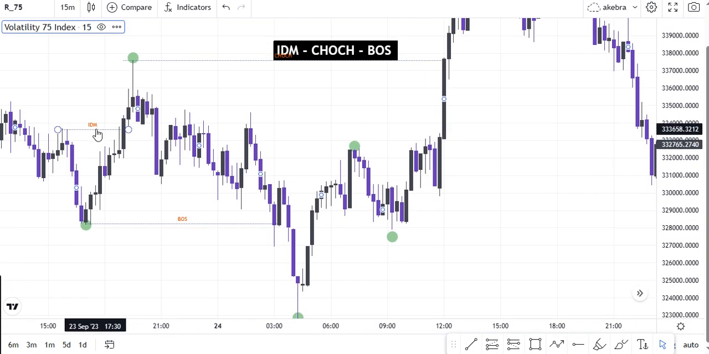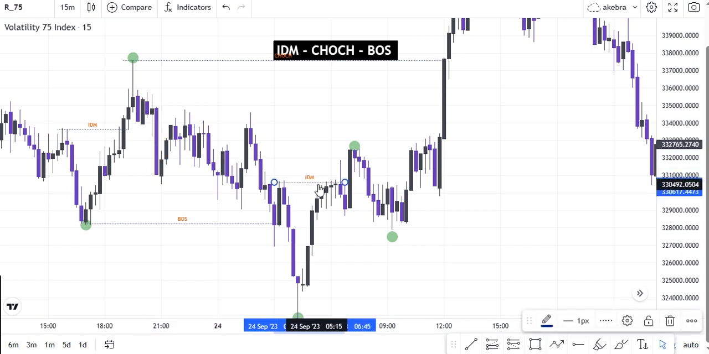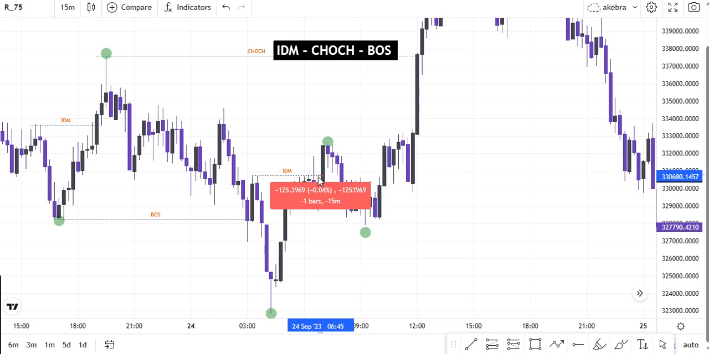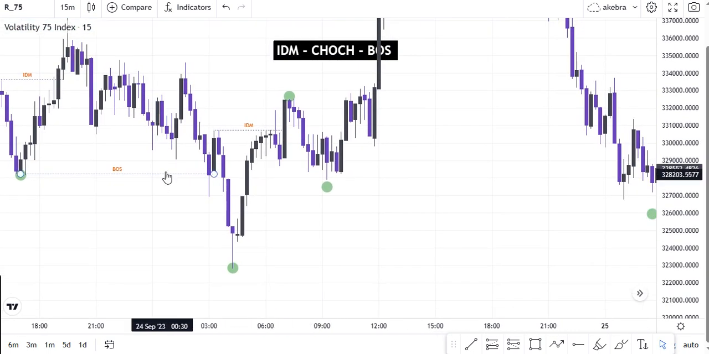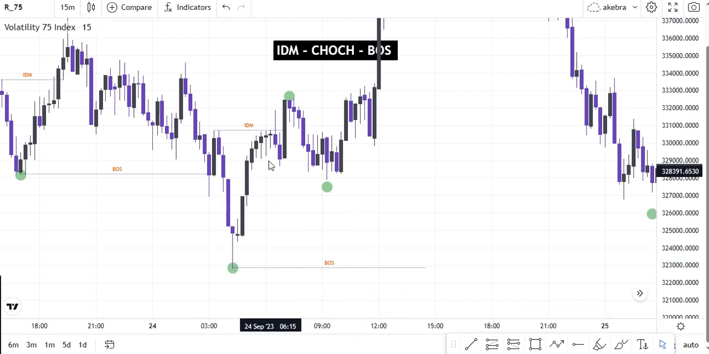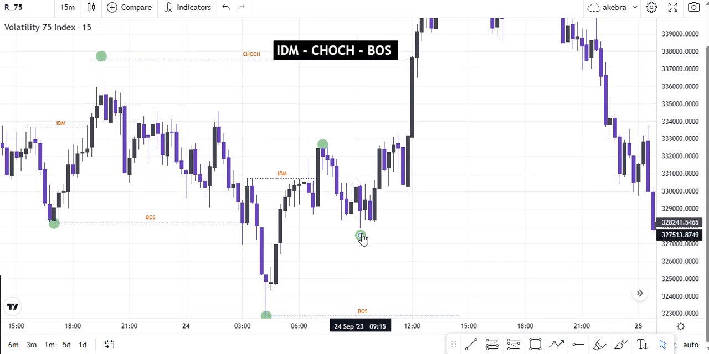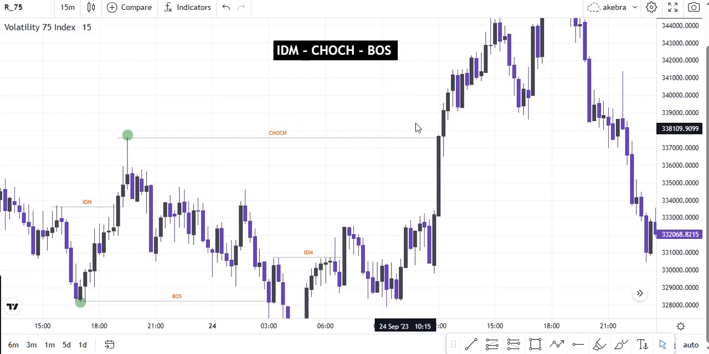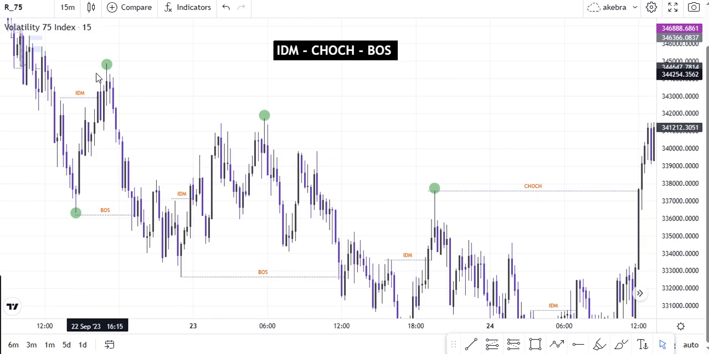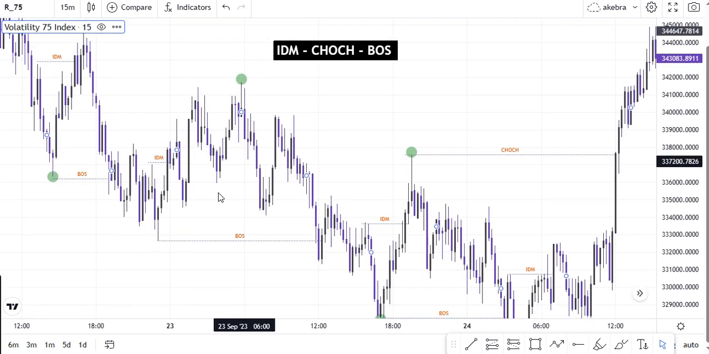Okay, so where's our next inducement? This is our next inducement, and we are going to wait to see if the market is going to go below this. But now, rather than the market breaking this low, what did the market do? The market went above our change of character. So now we are selling before, because the market was forming major highs and major lows, right?